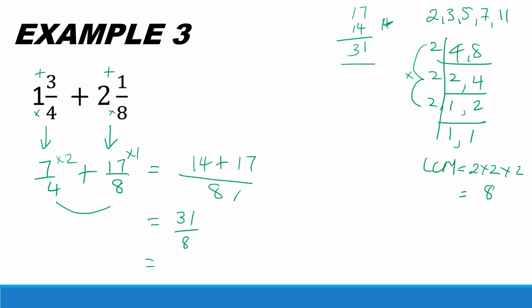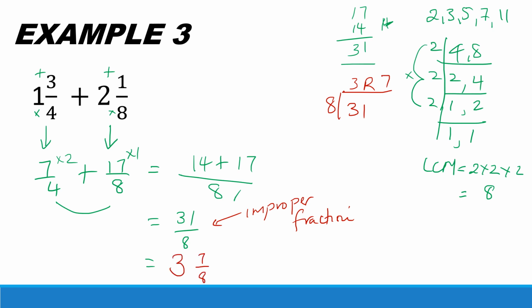Again, we have an improper fraction. The numerator is bigger than the denominator. So we have to convert this improper fraction to a mixed number. So we're going to divide 8 into 31. 8 threes are 24, 8 fours are 32, so we have to go with 3, remainder 7. So we're going to get 3 whole and 7 over 8.